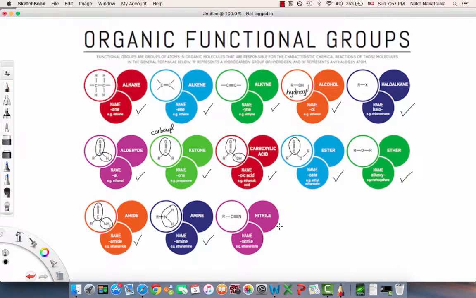And finally, a nitrile has this C triple bond N group right here attached to whatever parent chain you have, and you end with the suffix -nitrile, such as ethanenitrile. All of these functional groups are the basics you're going to see in this chapter, and you should always make sure you know what the suffixes or prefixes are so you're able to name whatever compound is shown to you.